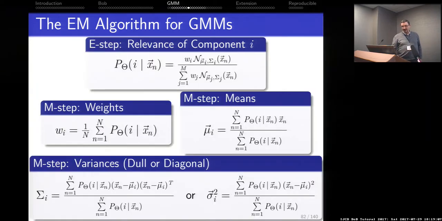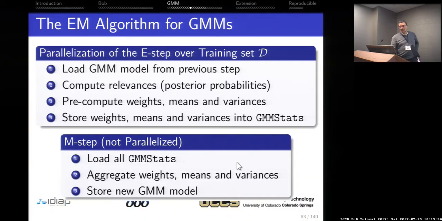So in fact, these kinds of sums, or the elements inside the sums, are pre-computed in the E step, in the parallelization for the E step, and they are stored into what we call GMM stats, GMM statistics. And the M step is basically loading the GMM statistics of all the parallel steps, aggregating weights, means, and variances, and storing the new GMM model. So in one step, we load an old model, and we store a new model. That's basically what we are doing.